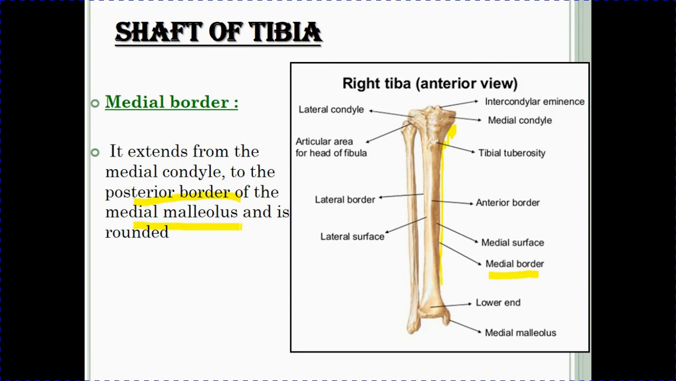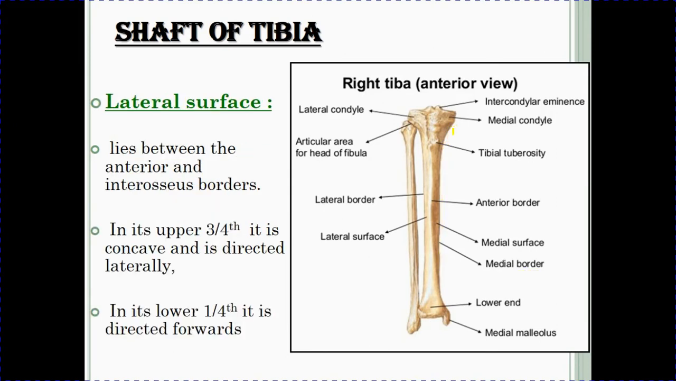So to trace the medial border, again it is very simple. You have to start from the medial condyle. You will run downward up to the posterior border of the medial malleolus. This will be the medial border.